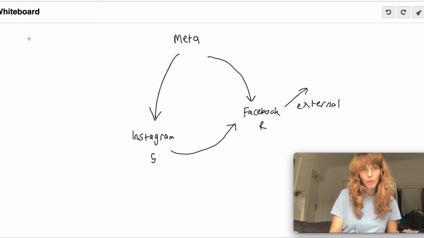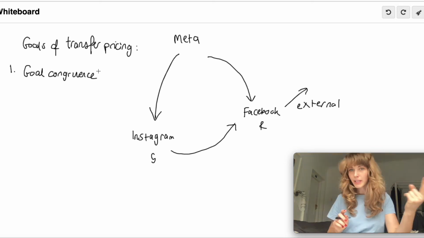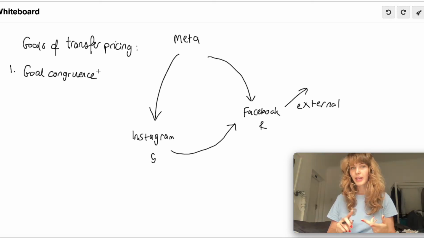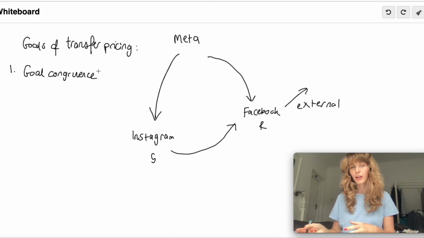So the goals of transfer pricing are, firstly, we want to achieve goal congruence. And goal congruence means that Meta's goals of achieving a profit and Instagram and Facebook's goals are completely aligned, that Instagram and Facebook are acting in the best interest of this company, Meta. And how this is affected by transfer pricing is that a certain transfer price will incentivize each division to act accordingly. So if Instagram won't earn a profit from transferring to Facebook, but could potentially sell externally and earn a profit there, they may be incentivized to sell externally rather than transfer to Facebook. And this isn't achieving goal congruence, because this isn't in Meta's best interest.